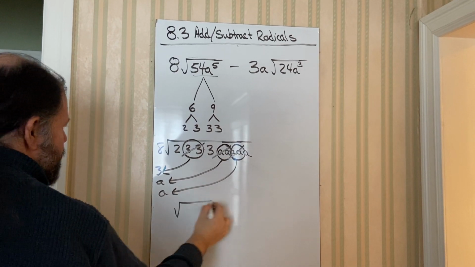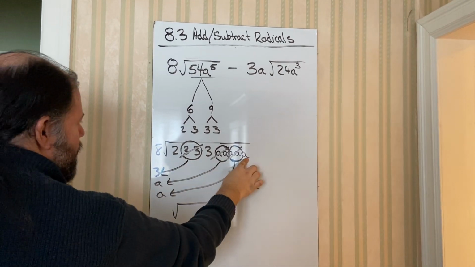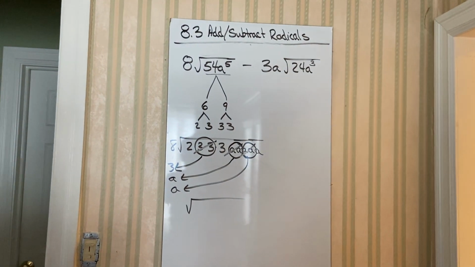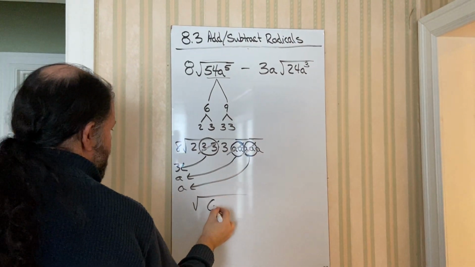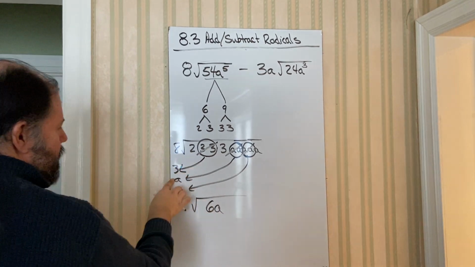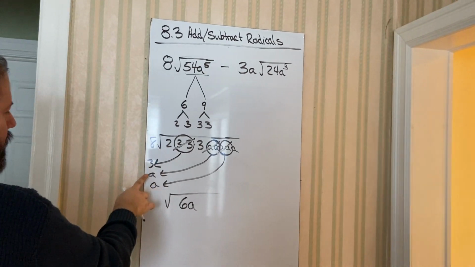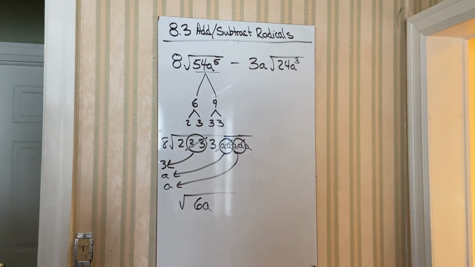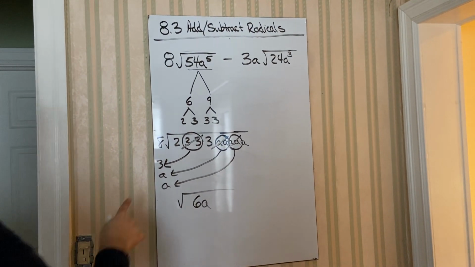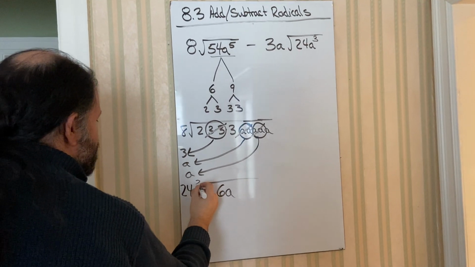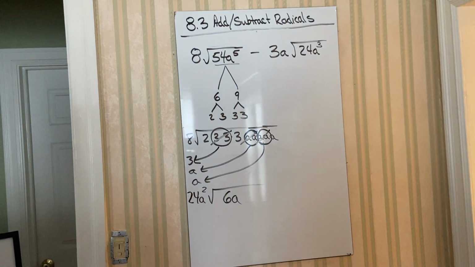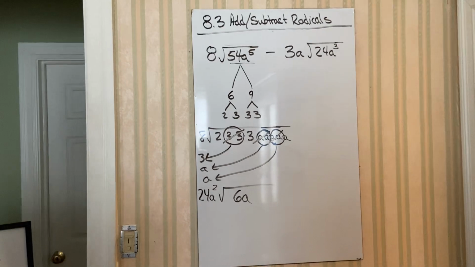So what's left is this 2, the 3, and this a that's still in the basket that couldn't pair up. So 2 times 3 is 6 and an a. Now what's on the outside? a times 3 times a times a. Well, you know 8 times 3 is 24, and a is 24a squared. Now let's see if we can break up the other side.